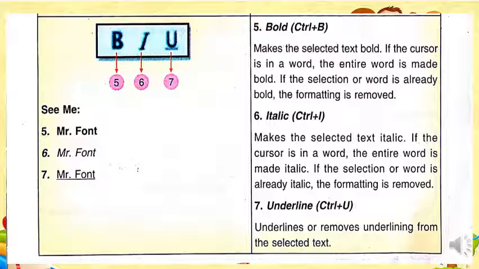Then the sixth one is Italic, whose shortcut is Ctrl plus I. Makes the selected text italic. If the cursor is in the word, the entire word is made italic. If the selection or word is already italic, the formatting is removed. And the seventh is Underline, whose shortcut is Ctrl plus U. It underlines or removes underlines from the selected text.